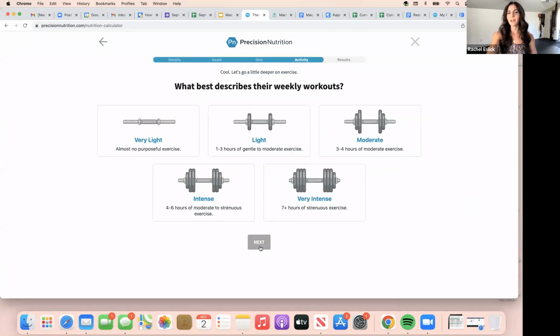The next question is going to be about exercise. So how much are you working out and how strenuous are you working out? And if you're working out with 3-pound dumbbells, do not say you're doing very intense exercise because you're probably not. So very light would be like, I'm not working out at all. Light would be 1 to 3 hours of gentle to moderate exercise. Moderate, intense, very intense. I'm a personal trainer and I put moderate for this because I'm probably not doing more than 4 hours of exercise a week. So yeah, there you go.